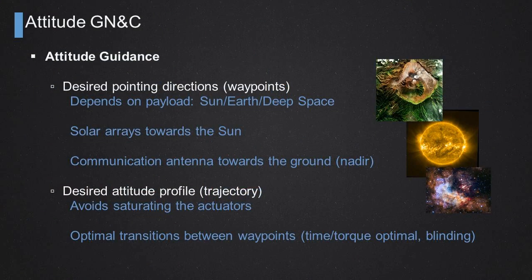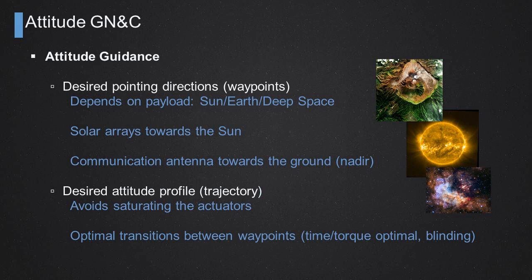So in terms of attitude guidance, it's pretty simple. If you look at the desired pointing directions, again, it really depends on the mission requirements, but typically you want to orient your payload according to the mission requirements. So if you have a sun observation mission, you'll want to orient your payload towards the sun, or if you have an Earth observation mission, you'll want to have your cameras pointed at the ground. Or in the case of Hubble Space Telescope, you want your telescope to be pointing at distant stars or constellations.